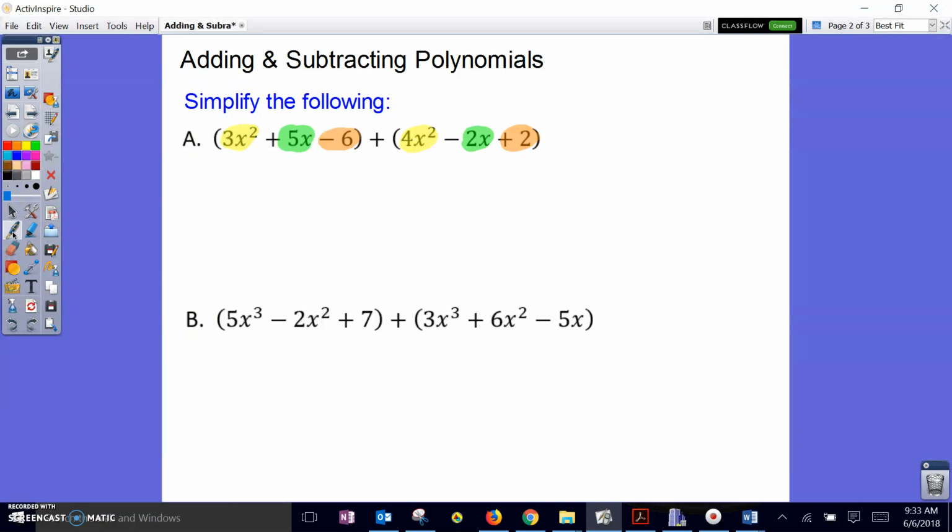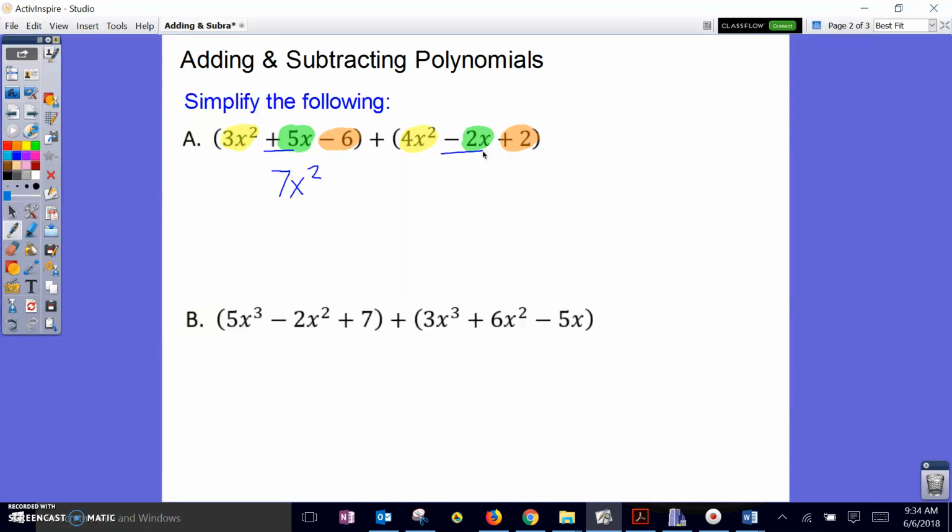So to add these two together, we take the x squareds and add their coefficients. 3x squared and 4x squared, we add 3 plus 4 is 7. That's 7x squared. We do the same thing with the x's. We've got a plus 5x and a minus 2x. It's very important that we consider the sign that precedes the term as part of the coefficient. We're going to add these together.